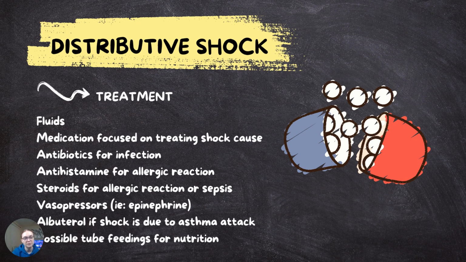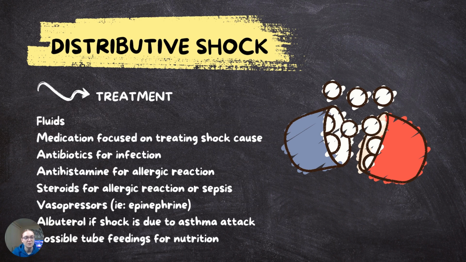Treatment for distributive shock is going to include fluids, mostly given through IV. And then you're going to have medications that are focused on treating whatever the shock cause is. So, for example, if we have an infection, you're going to get antibiotics. If you're having an allergic reaction, you're going to get an antihistamine.